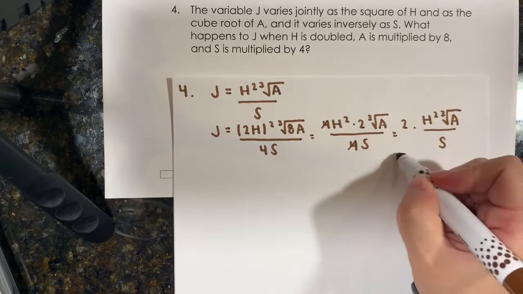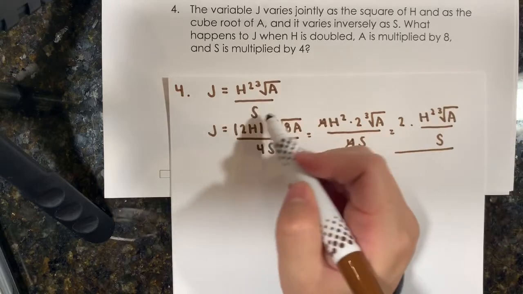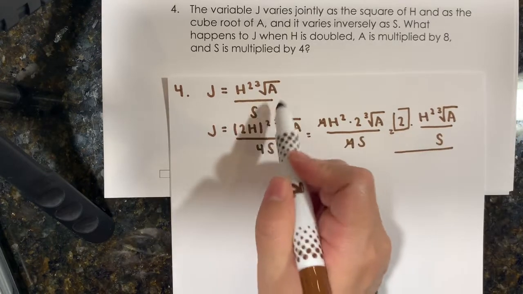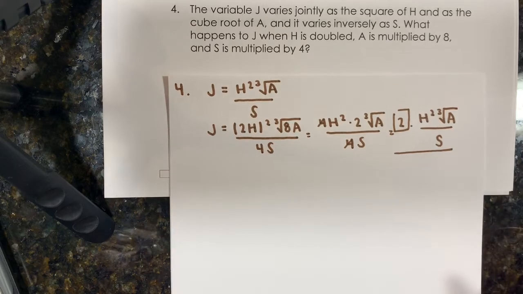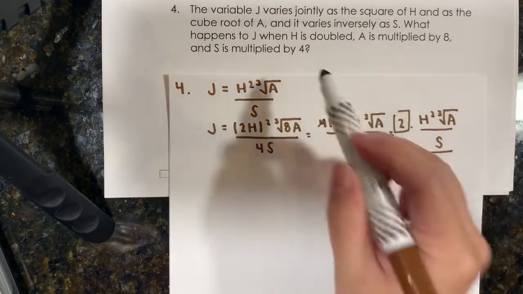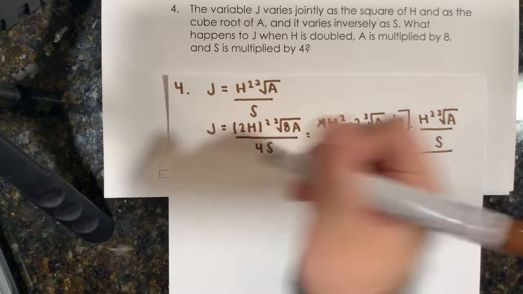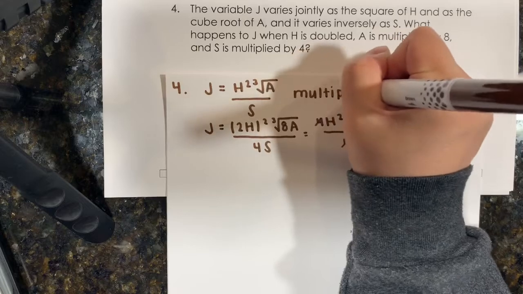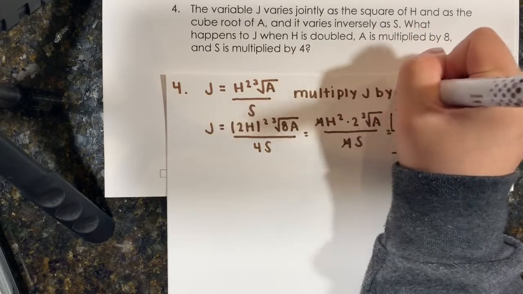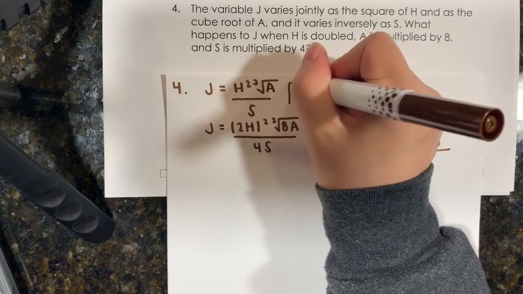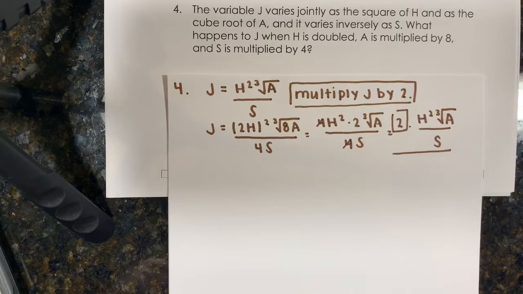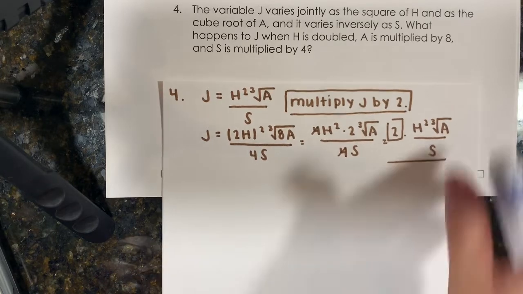Now this part of the equation should look exactly the same as the original. The only thing that's different is that I'm multiplying it by 2. So if I multiply this right-hand side by 2, I have to multiply the J by 2. So it says what happens to J? When all of that happens, you have to multiply J by 2. And that's your answer. So it's all about simplification. Whatever you end up doing to the right, you end up doing to the left as well.